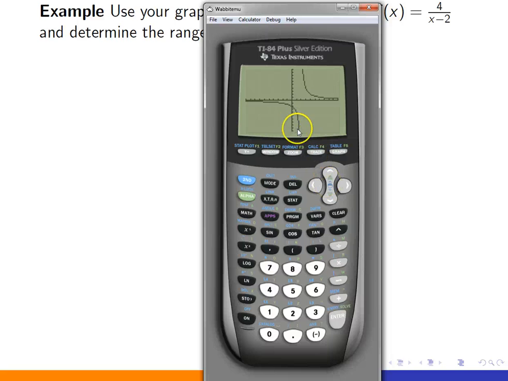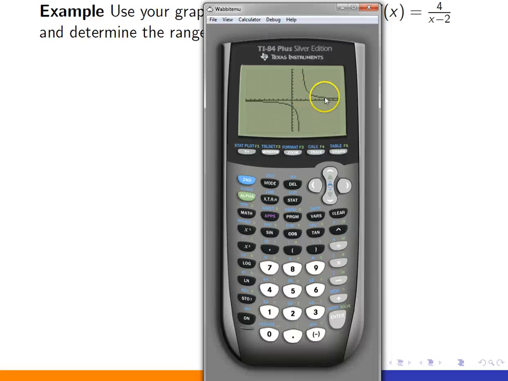Now looking at the graph, we see that there's this vertical asymptote corresponding to x equals 2, where the function is undefined, and it appears that as you go way out here, you're going to be getting really close to, but you never get 0 as an output. So remember, the range are all possible outputs. And then as you get closer to that 2, it looks like you hit every single negative number.